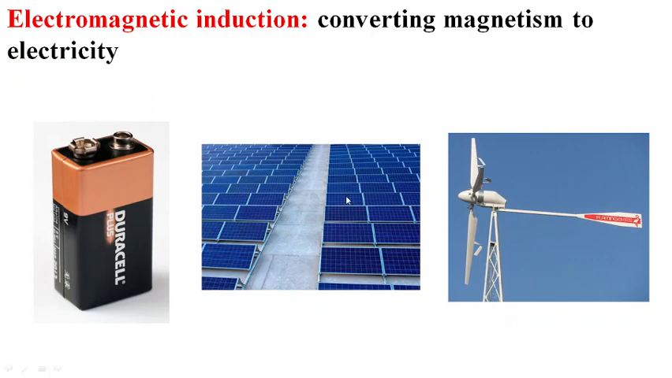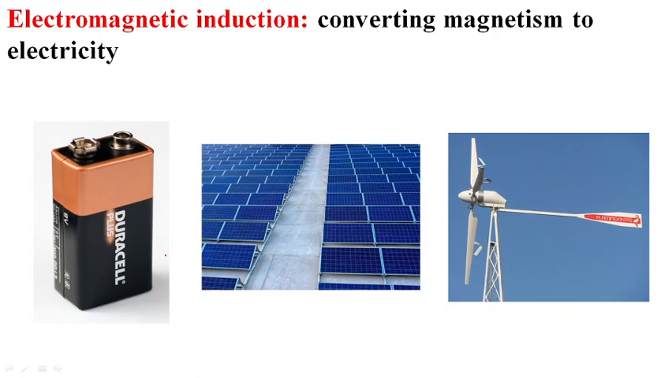Electromagnetic induction. There are many methods or techniques used to generate electricity. For example, a dry cell converts chemical energy into electric energy. A solar cell converts radiant energy into electric energy, and a wind turbine converts wind energy into electric energy. One method used to generate electricity is electromagnetic induction.